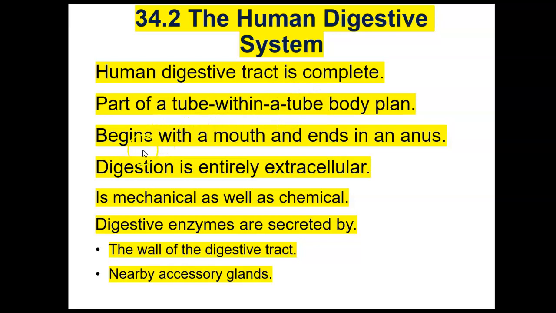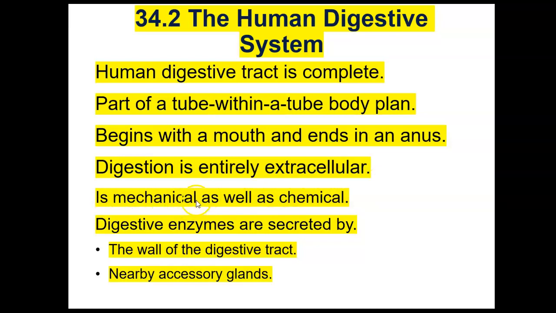So digestion in humans begins with a mouth and ends with an anus. It's entirely extracellular. It occurs outside of cells. Most of our digestion actually occurs in the lumen of the small intestine, a portion of the small intestine called the jejunum. And the lumen is just the space inside of the small intestine. The small intestine is like a long tube, and inside that tube, that space, is where digestion occurs.